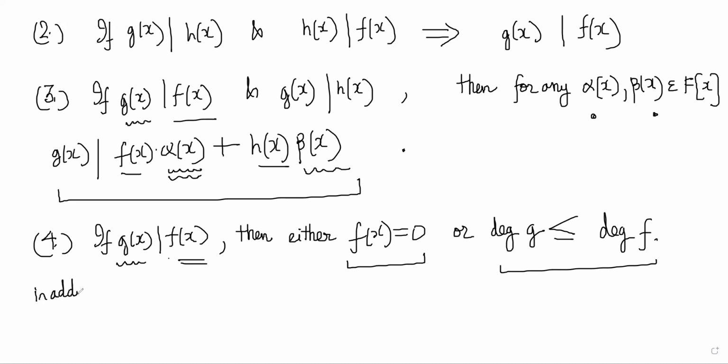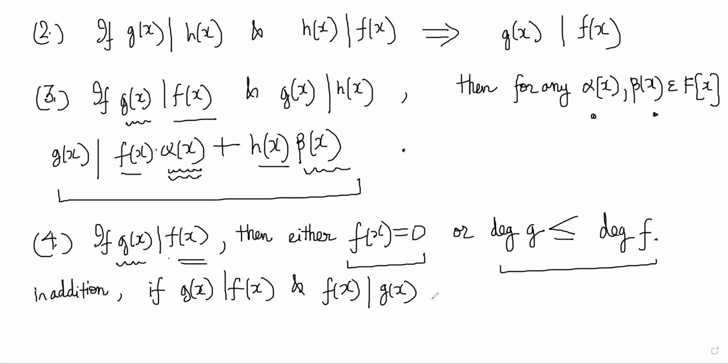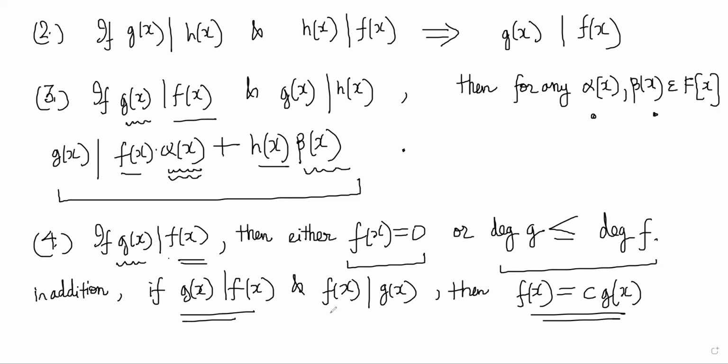In addition, we can even say that if g of x divides f of x, and f of x divides g of x, then f of x can be written as a multiple of g of x. Usually in integers, we say that if a divides b and b divides a, then a and b are equal. In polynomials, we can say that if g of x divides f of x and f of x divides g of x, then f of x and g of x are similar, except maybe there is a difference of a constant, right?